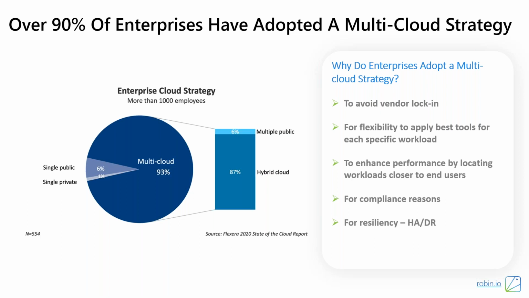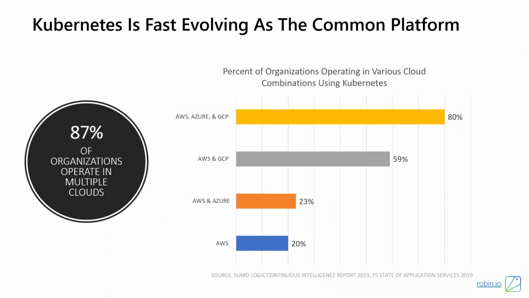And as a solution, Kubernetes has been evolving fast as the common platform. Now, there are multiple reasons for this, right? One is Kubernetes was meant for modernizing applications in such a way that they are easily deployable and easily portable. So that is one, right? Kubernetes was built with application portability in mind.